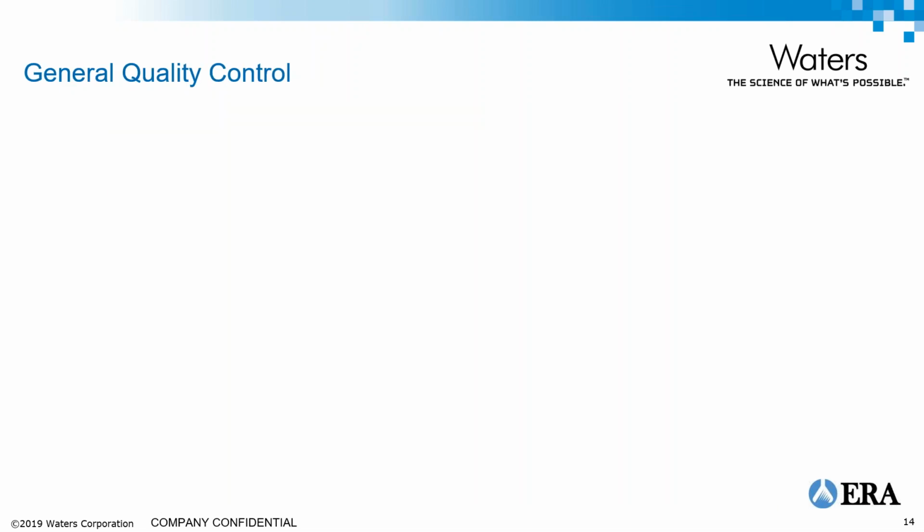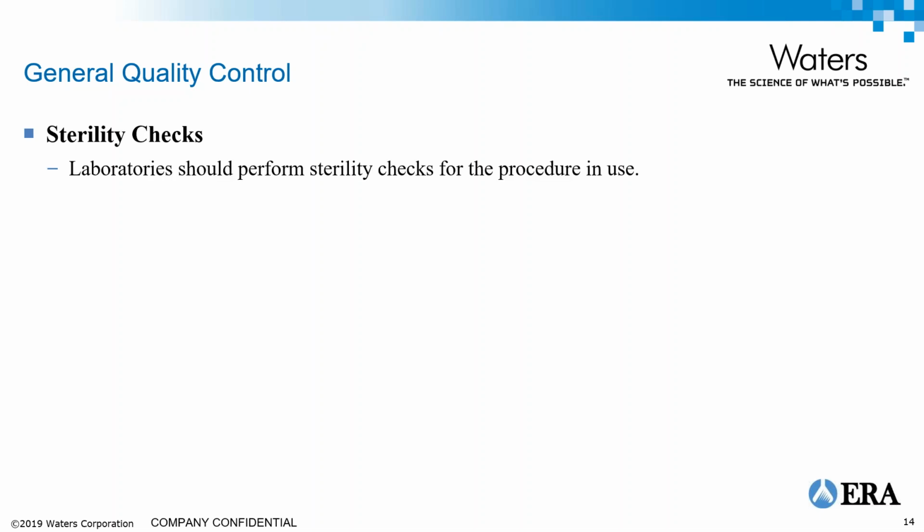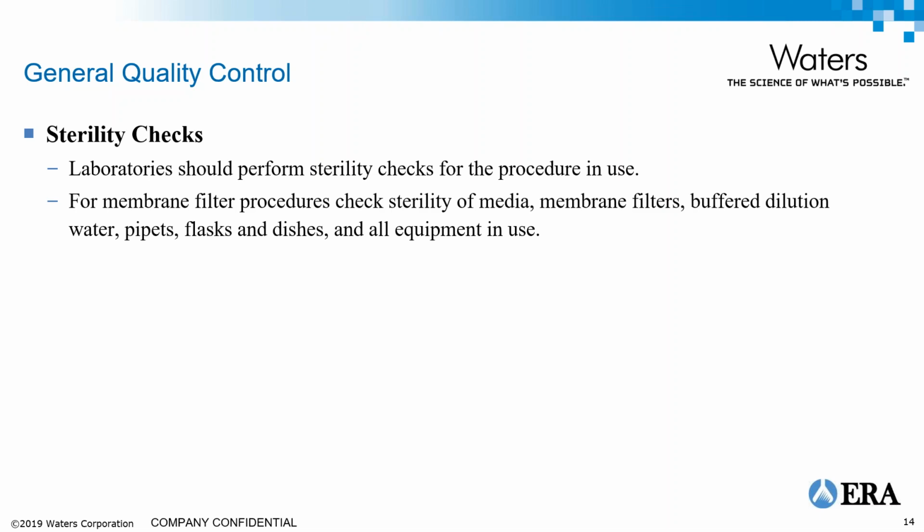So let's now, since you understand basically the criteria and ERA sample design, how to use it, let's talk about some general quality control. Let's start with sterility checks. Laboratories really need to be performing sterility checks for the procedures that are in use. And generally, it's for all of the things that are going to be involved in that particular procedure. So for like membrane filtration, you want to check the sterility, obviously, of your media, the filters, the pads, the buffer dilution water that you would be using to dilute the sample, pipettes that you may use, flask, your dish. Basically everything that potentially could be a source of contamination, you need to demonstrate that it's not introducing anything.